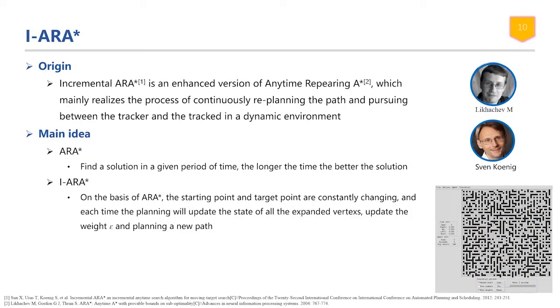Incremental ARA star is an enhanced version of Anytime Repairing A star, which mainly realizes the process of continuously replanning the path and pursuing between the tracker and the tracked in a dynamic environment. On the basis of ARA star, the starting point and target point are constantly changing, and each time the planning will update the state of all expanded vertices, update the weights, and plan a new path.